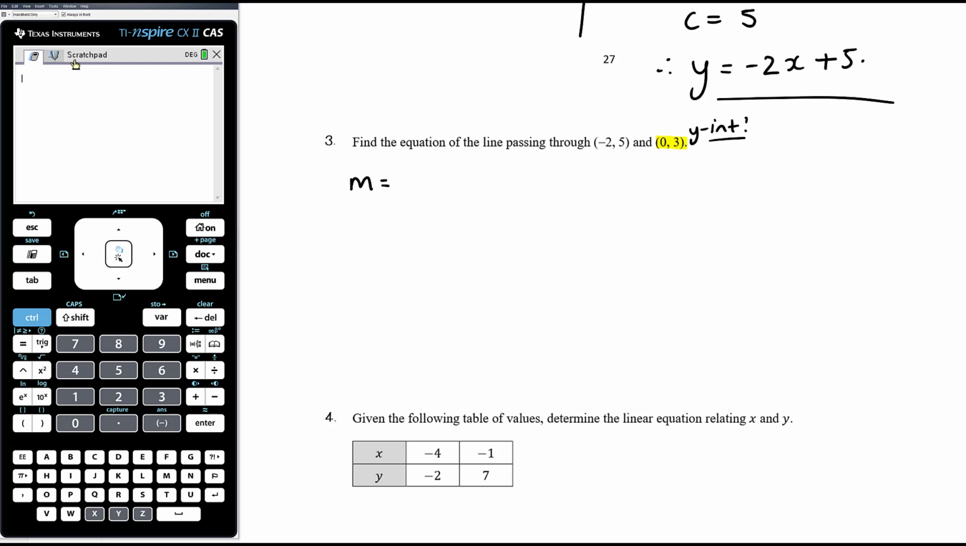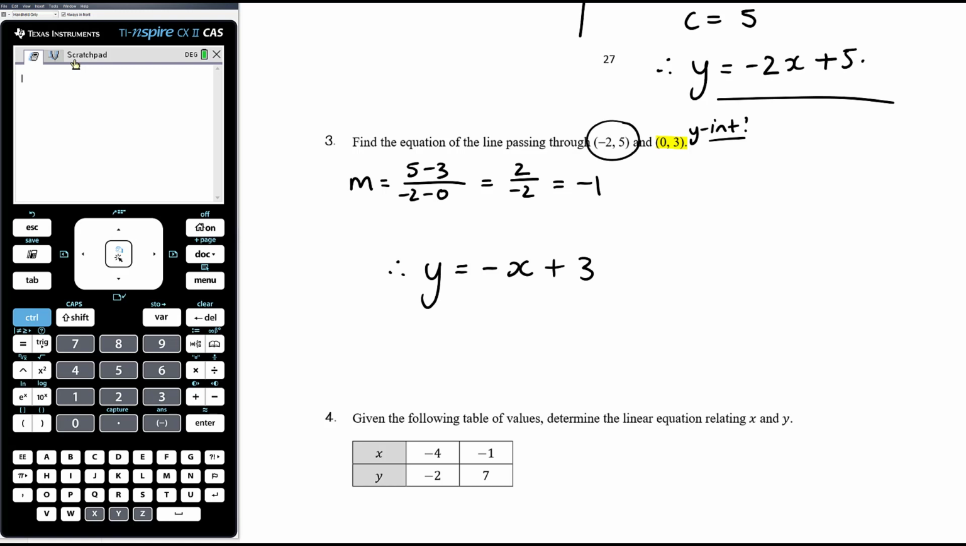Gradient is going to be rise over run, change in the y values over change in the x values. So I'm going to do 5 minus 3. Because I've done 5 minus 3 on the numerator, I have to do negative 2 minus 0 on the denominator. So it's 2 over negative 2, which is negative 1. So gradient is negative 1, and the y-intercept is 3. And so therefore the equation is y equals negative 1 times x, plus 3, which is negative x plus 3.